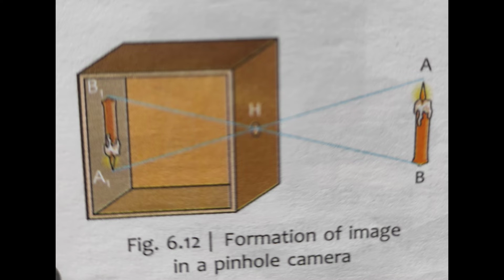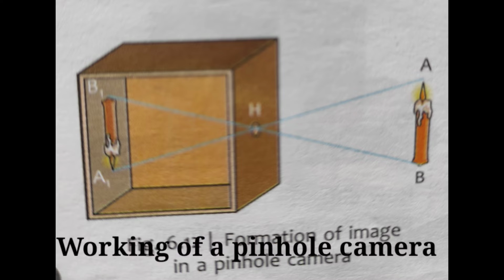Now we will talk about the pinhole camera. A pinhole camera is a simple device used to take photographs of stationary objects. It works on the principle that light travels in a straight line. The working of a pinhole camera.